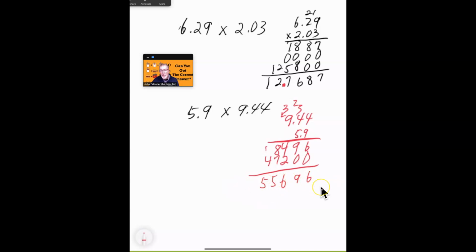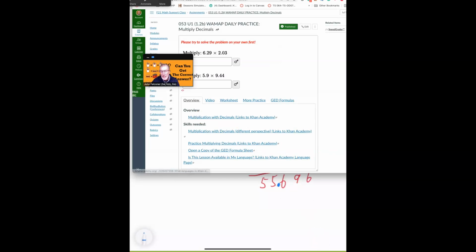So 55,696 was the number we got, our preliminary answer, and that's from multiplying 59 times 944. But if we look at these numbers, it's actually more like 5 or 6. 5.9 is almost 6, times 9, so we should get something in the neighborhood of 54 plus a little bit more. So what we do is we count the decimal places. We have 1, 2, 3 total. So down here we count from the right 1, 2, 3 decimal places, and our new decimal, let's pick a new color, goes here: 55.696.